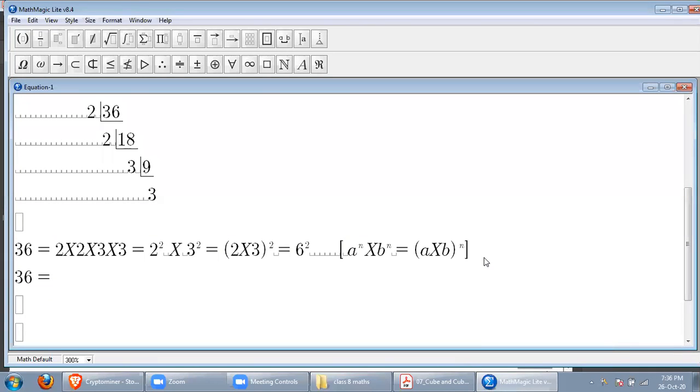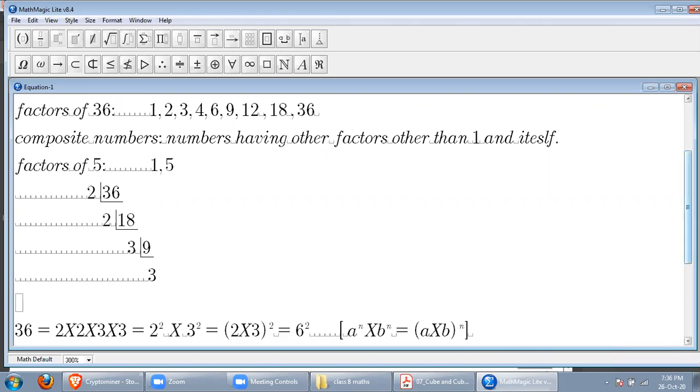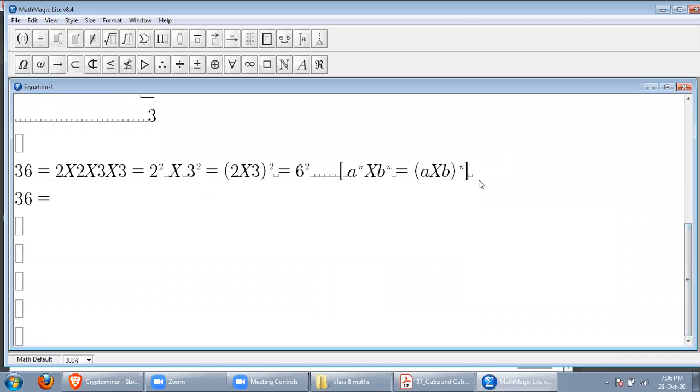In class 10, you will be learning about that property, that we can express any number as a product of its prime factors. Every number can be expressed as a product of its prime factors.